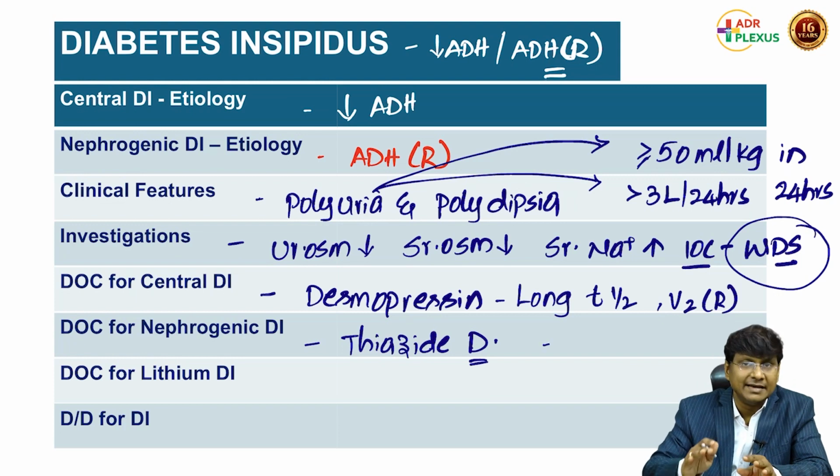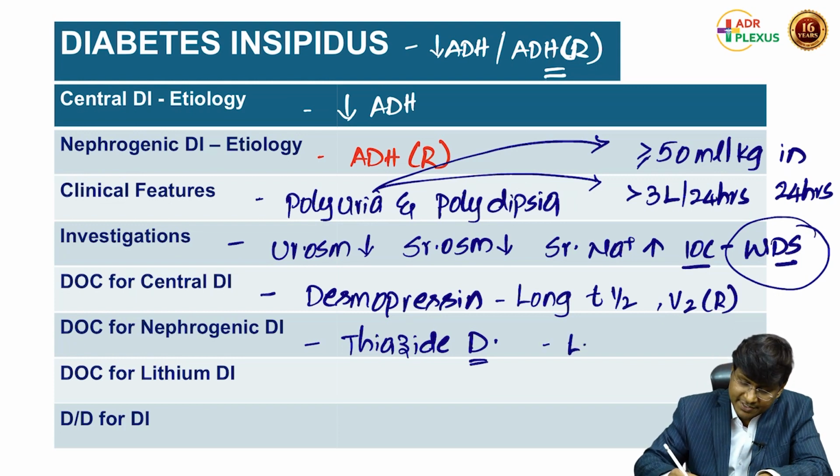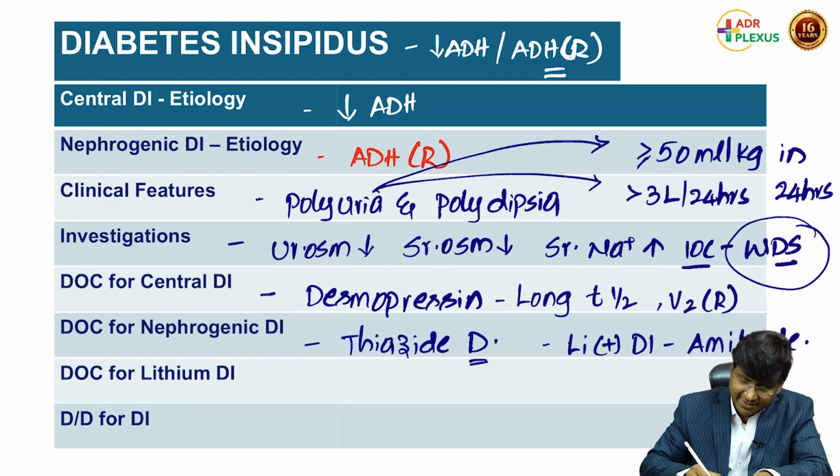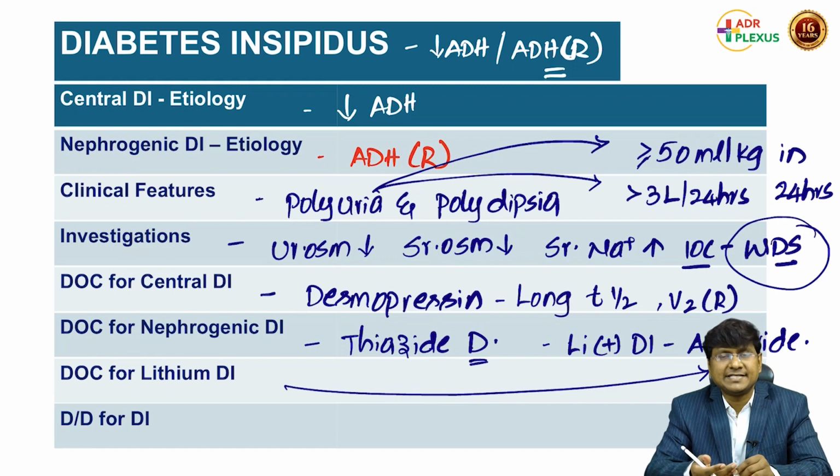And for lithium-induced diabetes insipidus, amiloride is considered as the drug of choice, right? Amiloride is considered as the drug of choice for lithium-induced diabetes insipidus. And what exactly is amiloride? It is an ENaC blocker, epithelial sodium channel blocker.